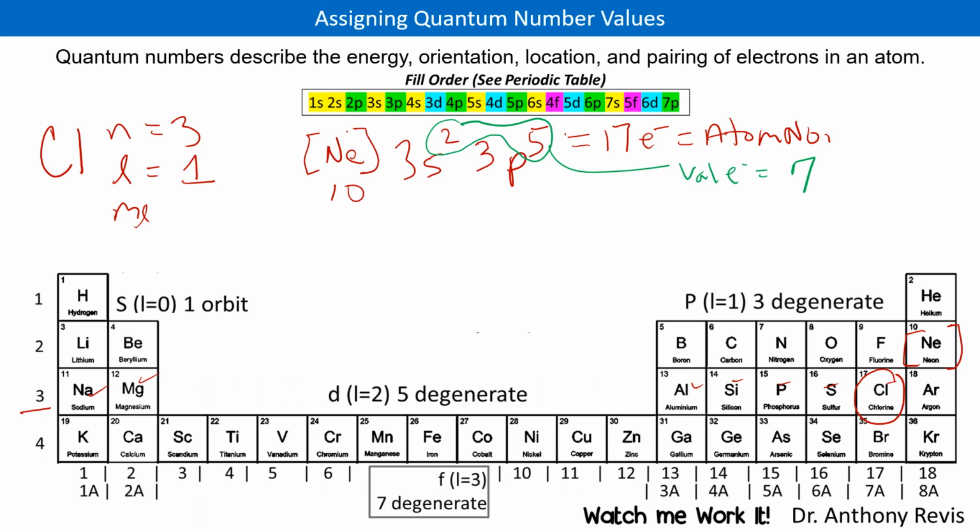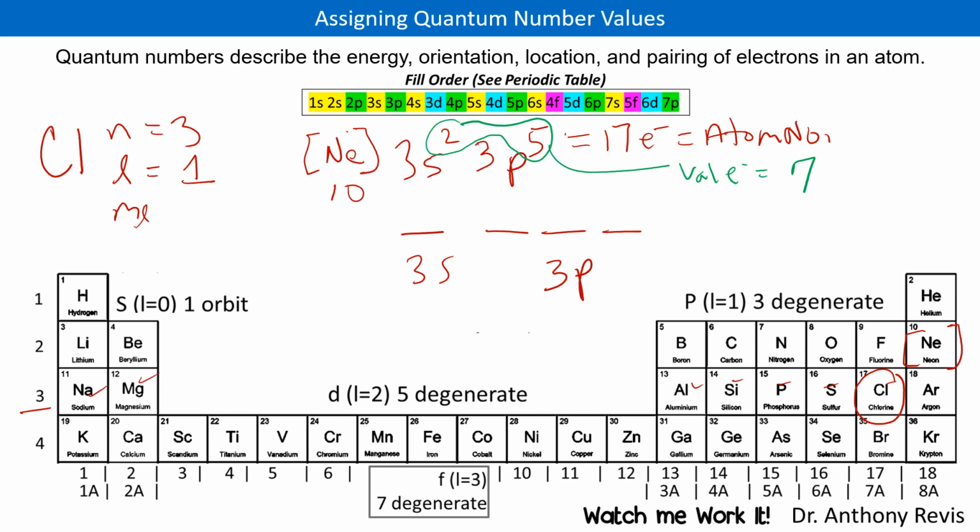Okay? So next, let's draw the diagram. This does not give us ML. We need a diagram for ML, and if you've done it enough times, you can probably do it in your head. So here we draw the 3s, and then we have the p. We have to draw all the spaces for the p, even though they're not going to be all filled.